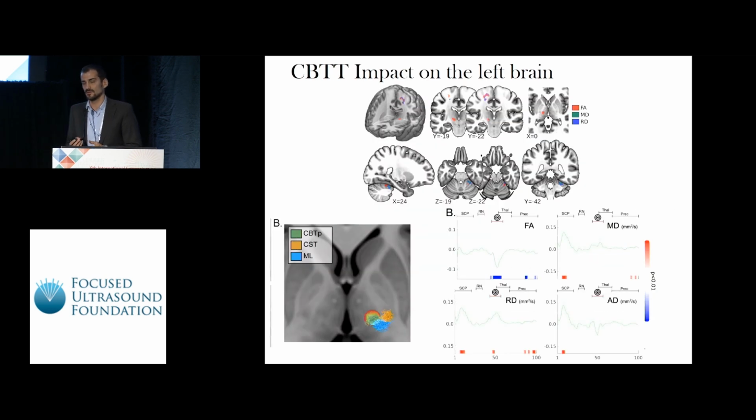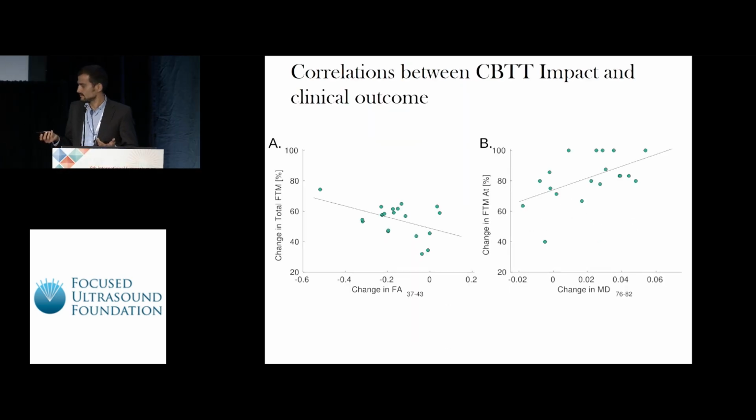This is the impact on the treated brain site on the cerebello-thalamic tract. What we see is that there is a reduction in fractional anisotropy within the site of the lesion, as well as a reduction in the white matter just below the motor cortex. In addition, there is an increase in mean diffusivity and radial diffusivity, also in the white matter below the motor cortex.